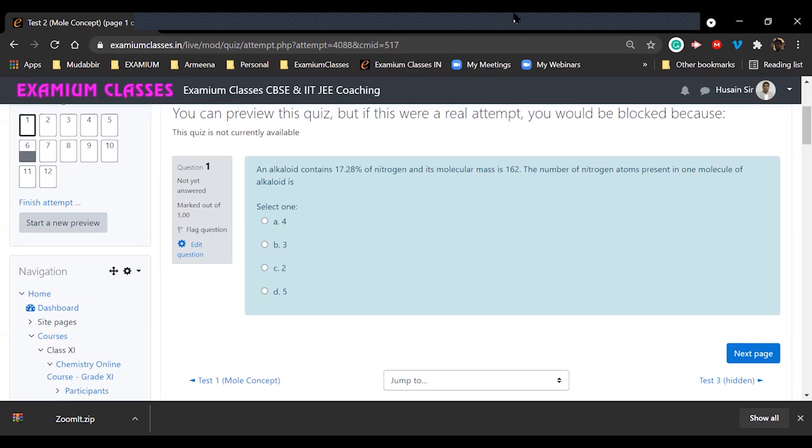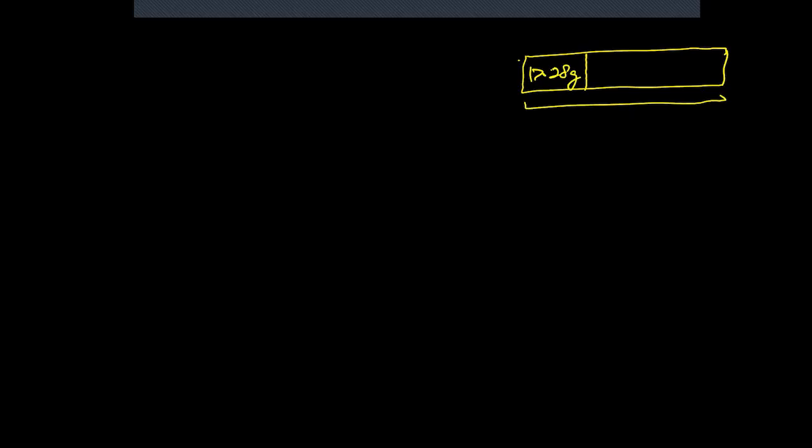So understand what is the difference here. The question is, you have one molecule. If I consider this as 100 gram, then 17.28 grams will be nitrogen. This is given, this information. But I want in one molecule.